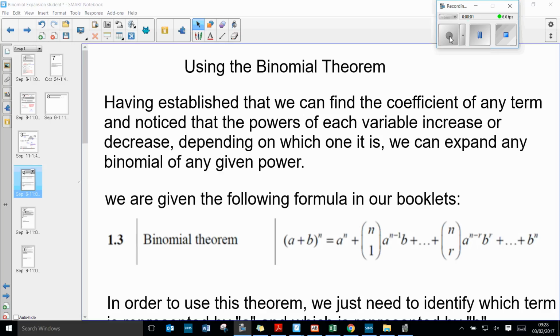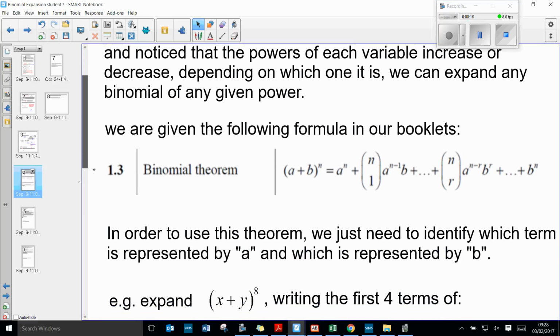Binomial theorem. So having established that we can find the coefficient of any term, and notice that the powers of each variable increase or decrease, depending on which one it is, we can expand any binomial of any given power. Now you get given this formula in your booklets too.